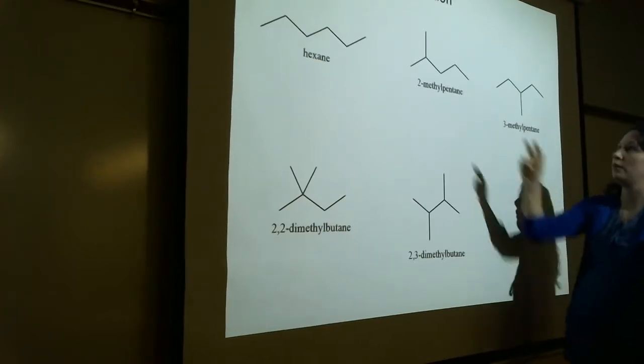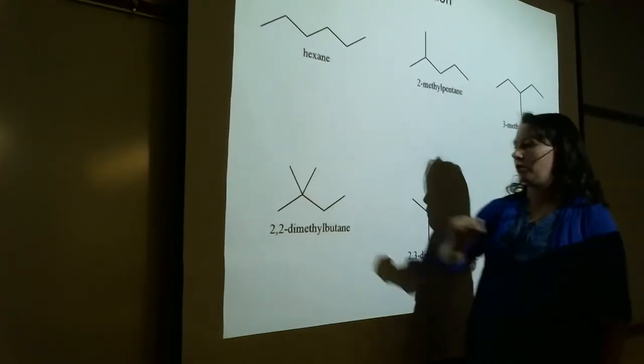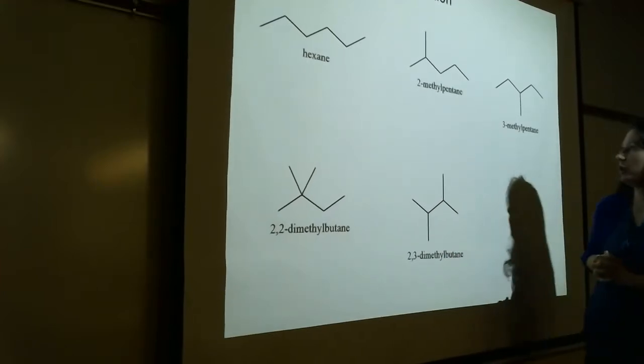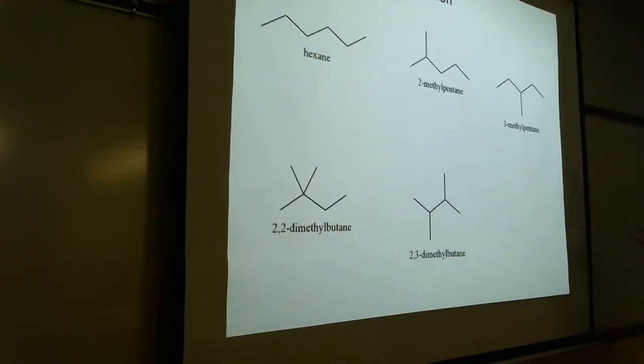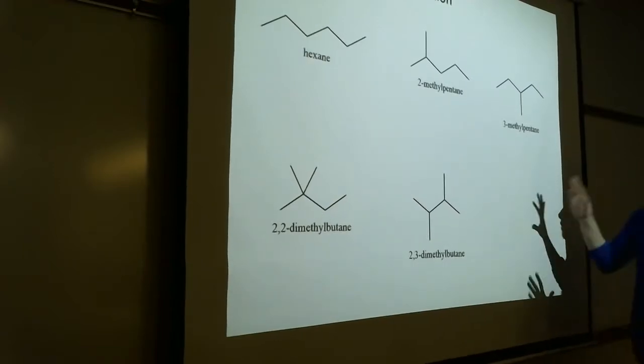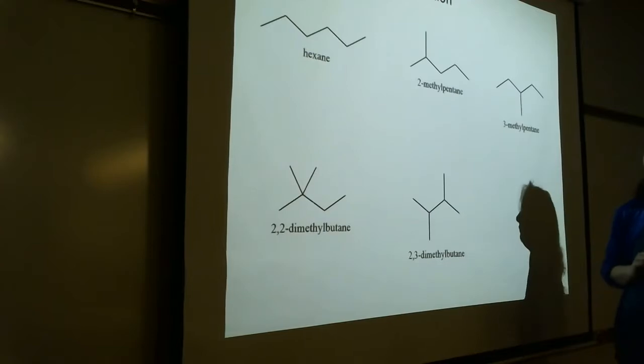You could also put both methyl groups on carbon 2, or you could have a 1 on 2 and 1 on 3. So those are your options. And they're all going to have unique properties. They're all going to have unique boiling points. They're all going to have unique melting points. You could separate a mixture of these in the lab.